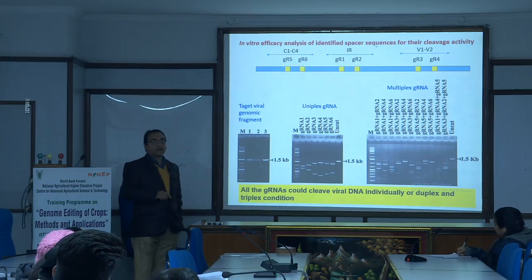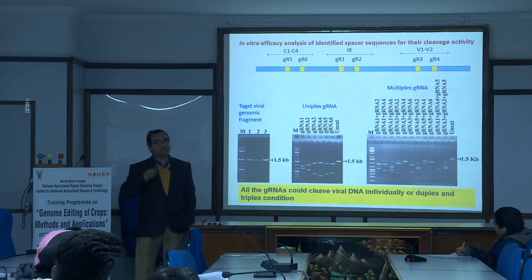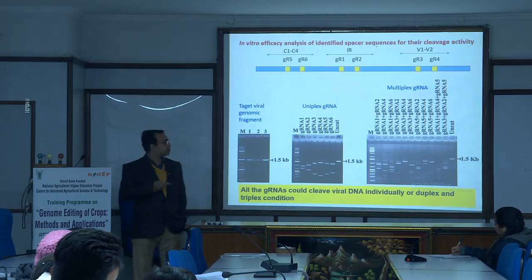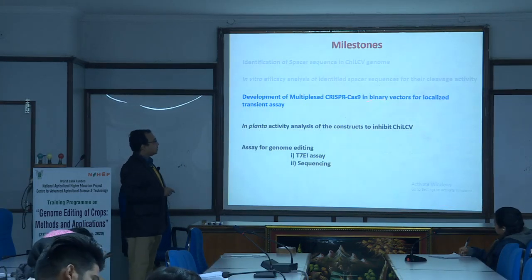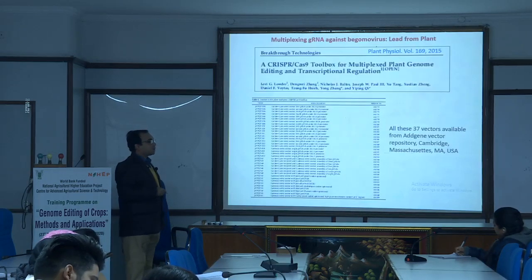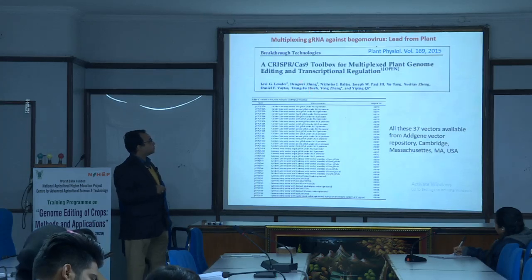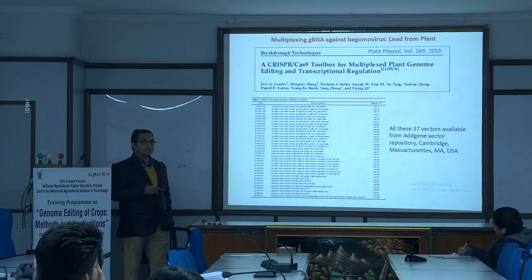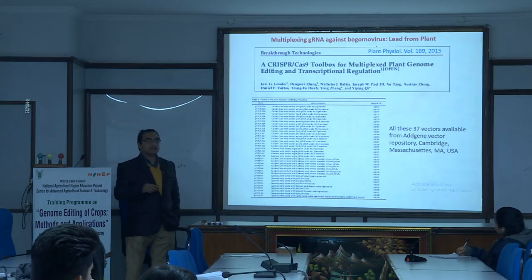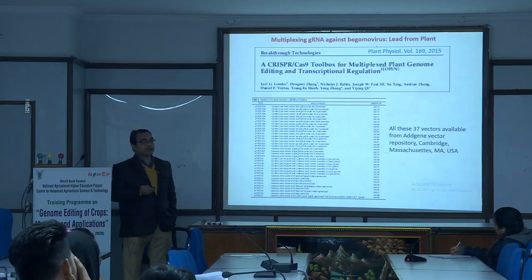When we found that, we thought that we would go with all these 6 spacer sequences to develop the in planta expressing construct. So, development of the multiplex CRISPR-Cas9 construct in a binary vector for localized transient assay. For that, as I have shown you, this paper we have followed, 37 vectors are available. We took those vectors from Addgene and developed what I have shown you in the practical.